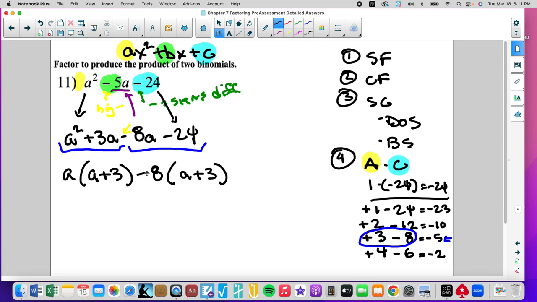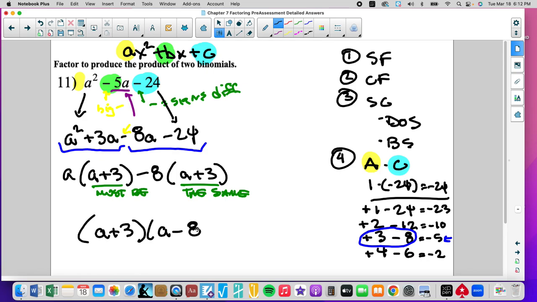And that quick check is to distribute it back out. Negative 8 times a, yes. Negative 8 times 3, negative 24, good. So I know if I did it correctly, if these two parentheses are the same, they have to be the same. Must be the same. If they're not, then I made a mistake somewhere and I got to go back and check my work. But these are the same, so I'm going to factor out an a plus 3. If I factor out an a plus 3, I'm left with a minus 8.